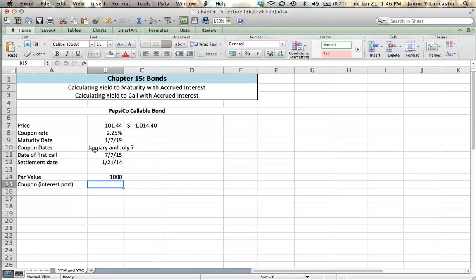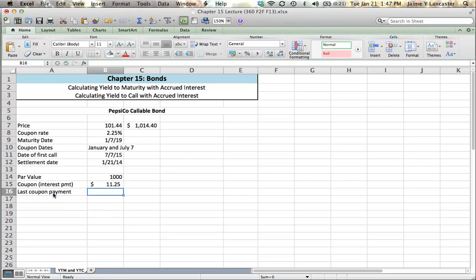since they're semi-annual because it pays on January and July 7th, it's going to be equal to 2.25% of the par value. But because it makes that payment twice a year, we're going to divide it by 2. So this company, or Pepsi, is going to pay $11.25 to the holder of each bond twice a year. We also need to know when the last coupon payment was made.